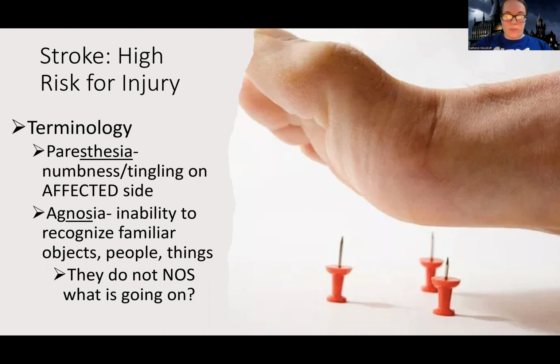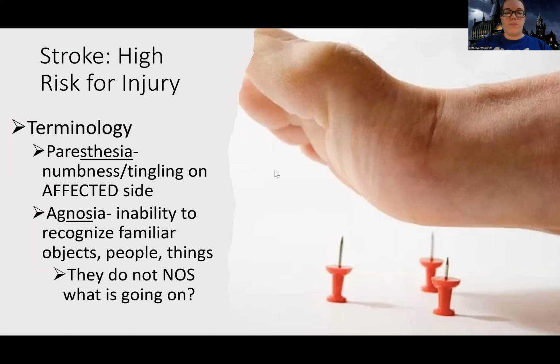I talked about agnosia a little bit earlier, and this is where there are objects that the patient should be familiar with that they're not. And this could be simple things, like you could hold up a cell phone and ask, "What's this?" and they can't think of the word for it. They may also have difficulty recognizing familiar people in their lives and things like that. And so you can kind of remember they do not know what is going on.